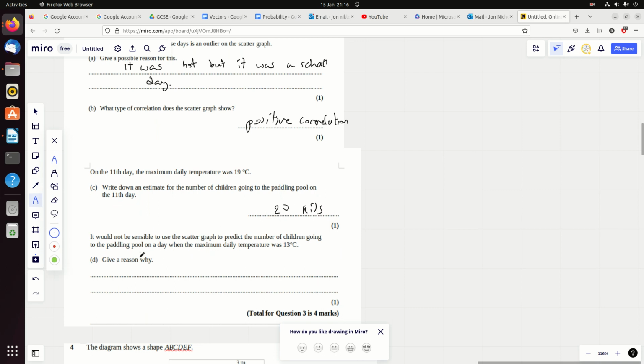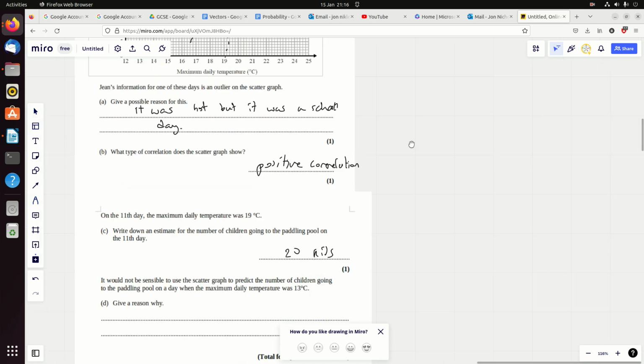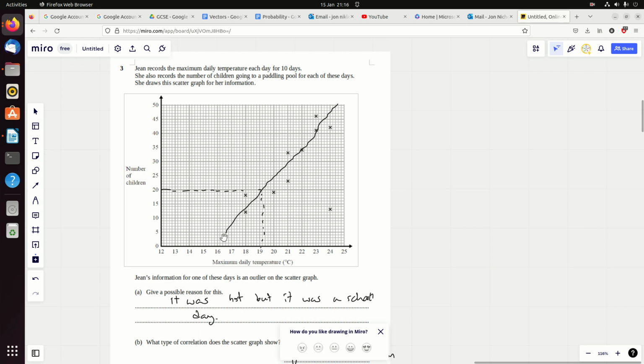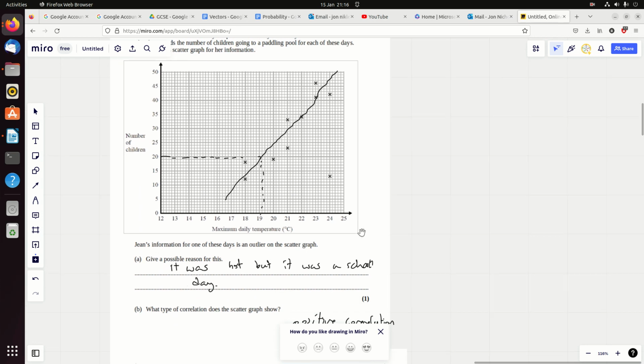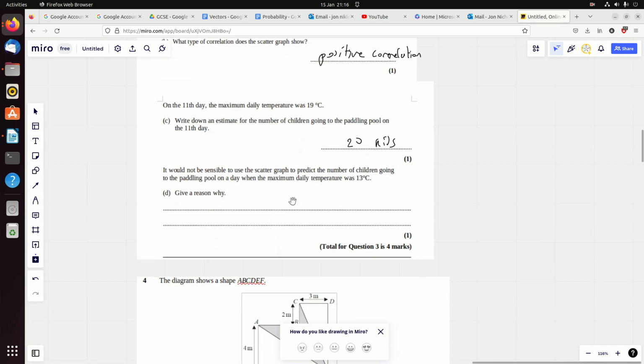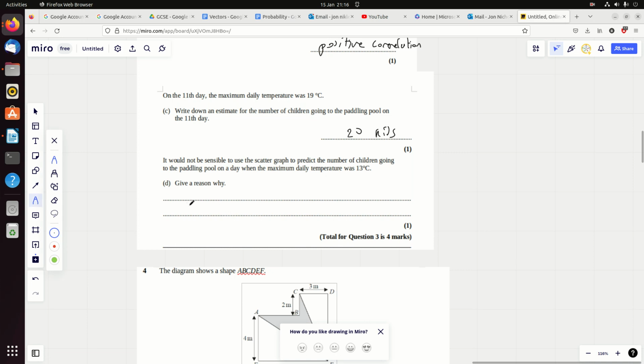20 kids. Okay, it would not be sensible to use the scatter graph to predict the number going to the paddling pool on a day when the maximum temperature is 13. That's just because you could say 13 is likely to give a negative value. Extrapolation is the answer I prefer. You're extrapolating from the data range. Yeah, you're using extrapolation and assuming the trend will continue. But there's no guarantee the trend will continue. But yeah, if you said it could be negative, that would be fine as well.